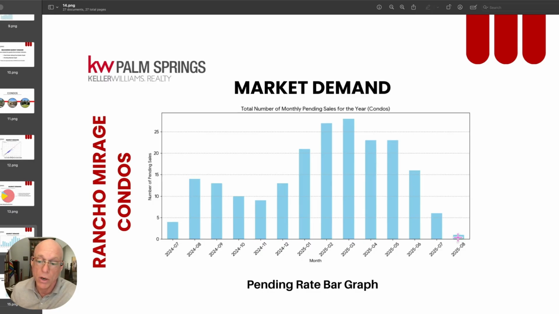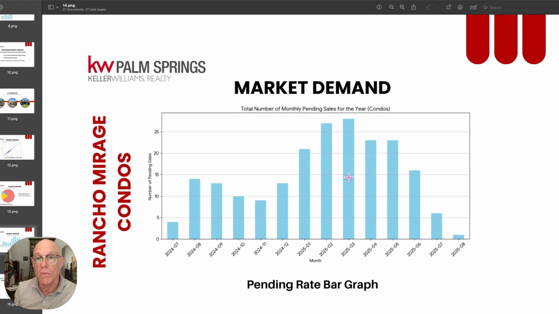Let's ignore August because we don't have enough data for August. It's not the end of the month. But if we look at July, pendings in July, so those things should close in August, way down compared to June. June was lower than May. May was about the same as April, down from our high water mark of March.